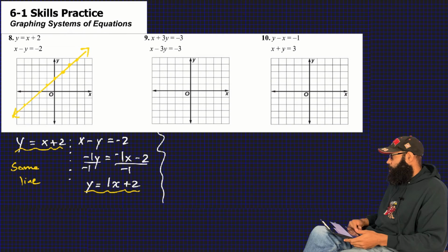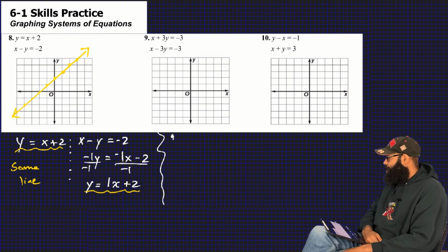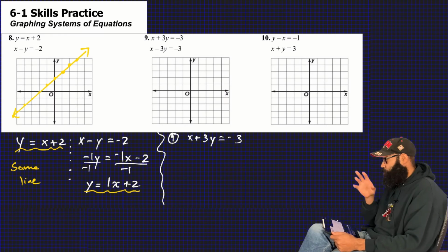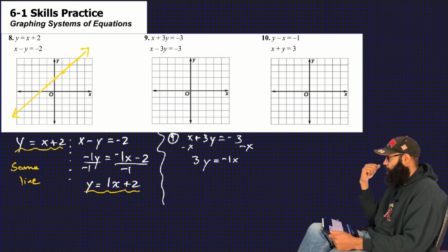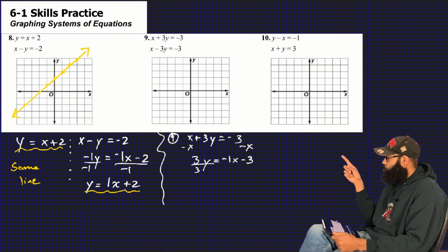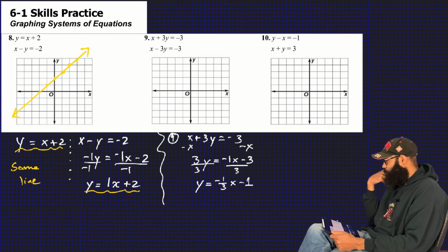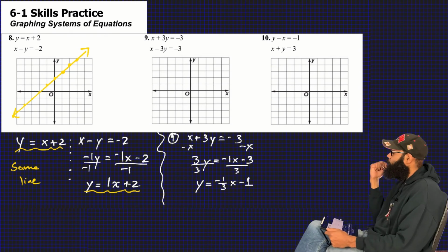Number 9, what are we looking at here? x plus 3y equals -3. And x minus 3y is equal to -3. So just like before, guys, I've got two equations, and I'm going to manipulate both. And when I say manipulate, I'm going to solve for y. First step, get rid of the x term, it needs to be on the other side. 3y now is equal to -x minus 3. We're going to divide both sides by 3. y is going to equal -1/3 x, and then -3 divided by 3, good.